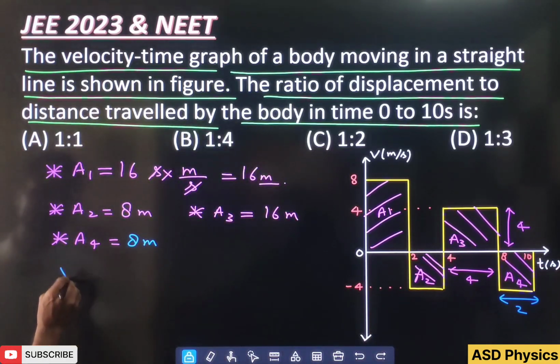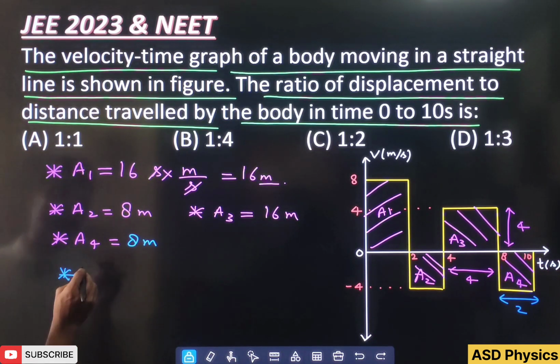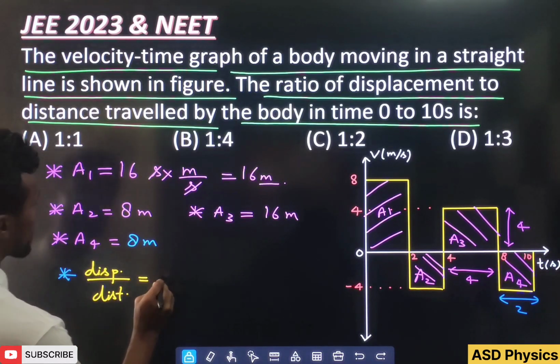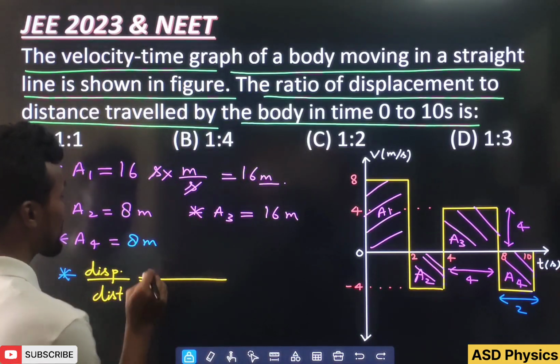Now after that, what do we have to do here? We have to take the ratio, displacement to distance. So displacement by distance here. What did I tell you? Displacement is which quantity? Vector quantity. Upward area is positive.